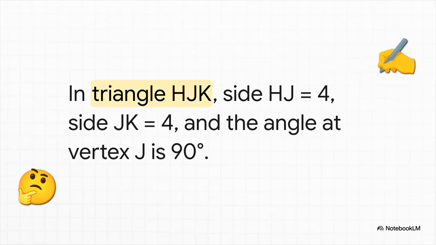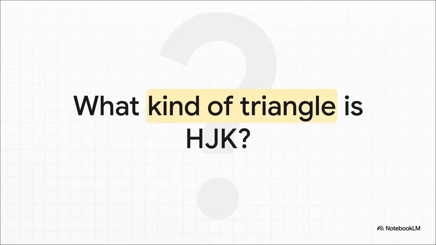All right, time to put this into practice. Let's try a little example. Imagine we have a triangle called HJK. We're told that side HJ is 4 units long, and side JK is also 4 units long. And one more clue. The angle right at vertex J is exactly 90 degrees. So the question is, based on its sides and its angles, what kind of triangle is this? Think about it for a second.